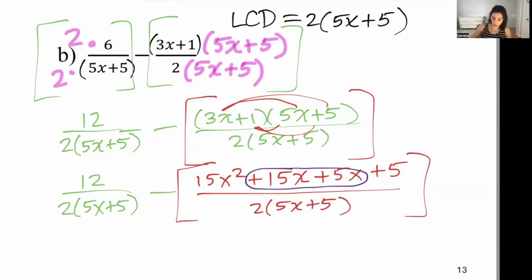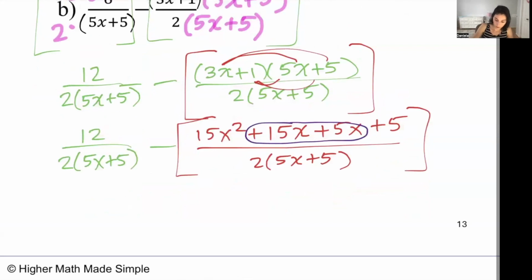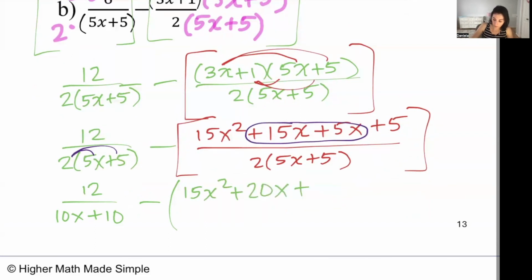So again, I'm just going to copy down the first fraction. And if you want, you can go ahead and distribute. I have a feeling some people just might want to distribute that. Okay, so we'll do that. That's 2 times 5x is 10x, and then 2 times 5, so that would be plus 10, right? Minus, again, we didn't subtract yet, so we're just simplifying. That's 15x squared, 15x plus 5x, so that would be plus 20x, and then plus 5, right?